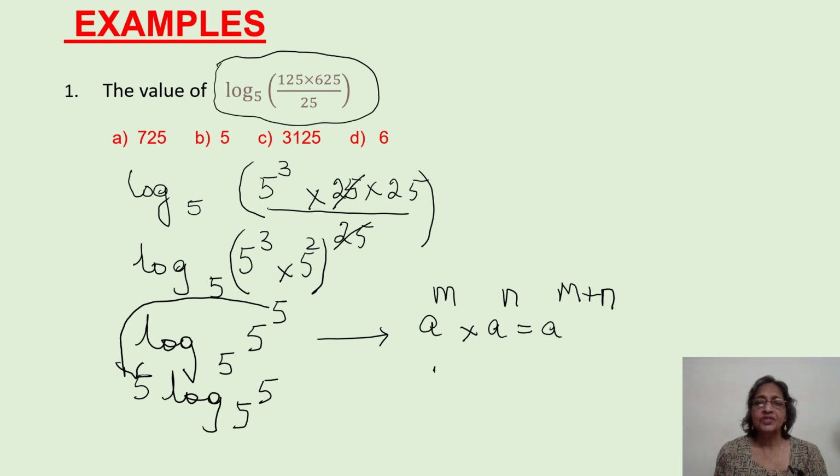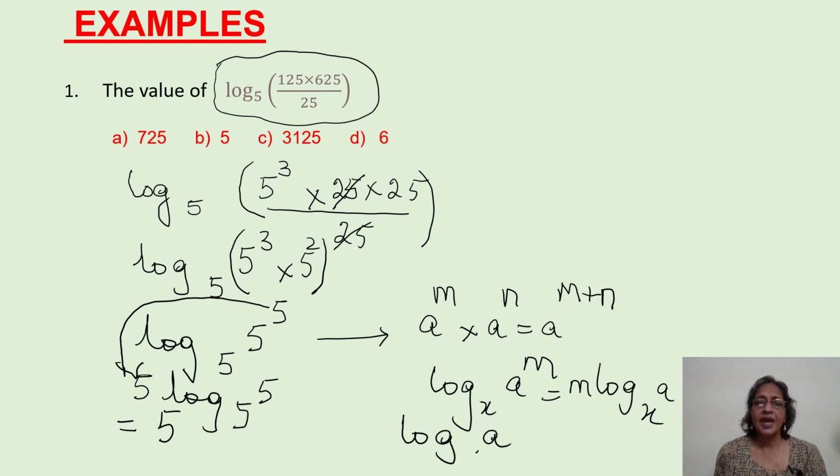And the property that we are using, what we have done in our last video, you have log of a raised to m to any base, say x. This becomes m log a to the base x. And in the last step, log of any number to the same base becomes 1. So the property that we are using here is log of any number to the same base is equal to 1. So your correct answer over here is going to be the B option, which is 5. So here we have used indices as well as these two properties of logs.